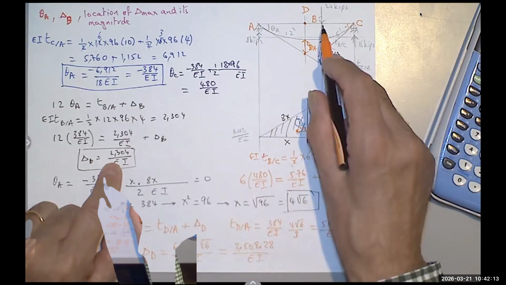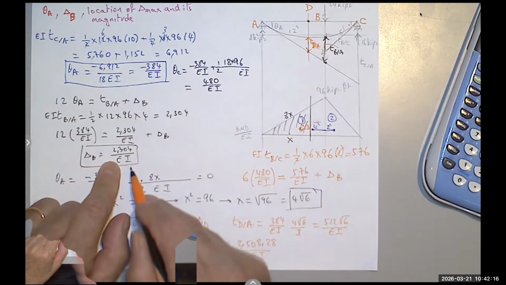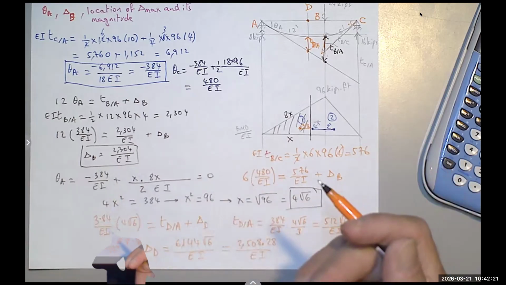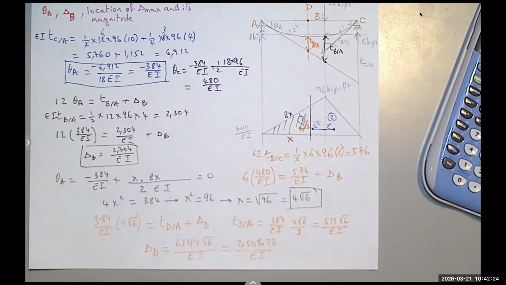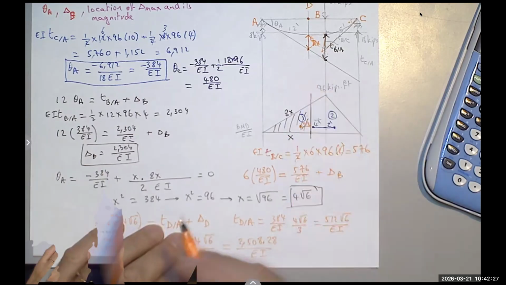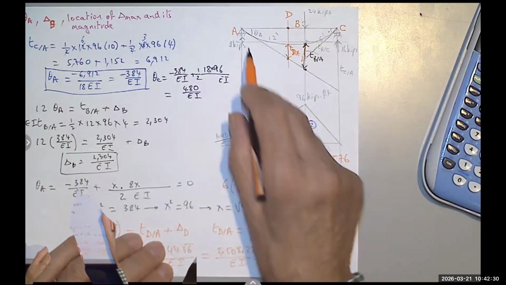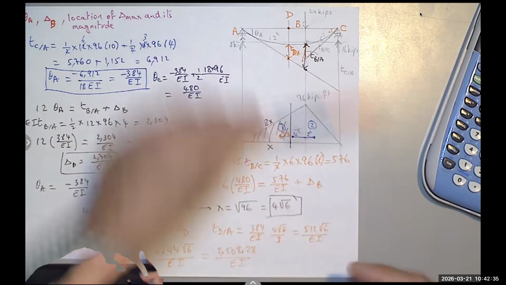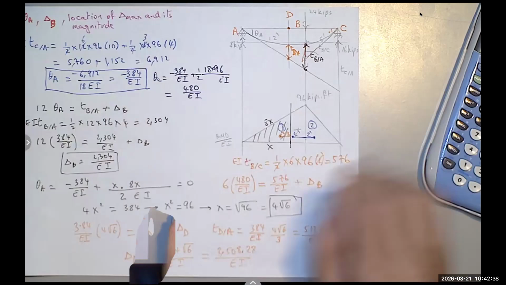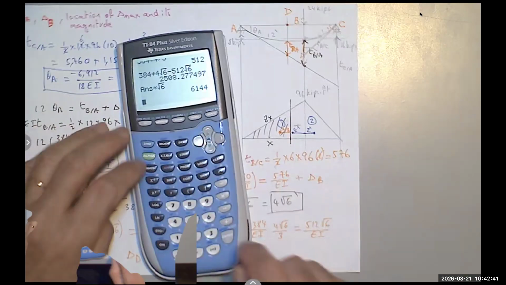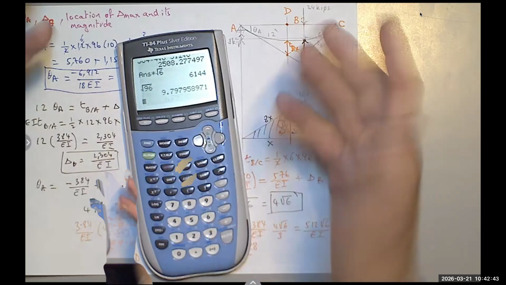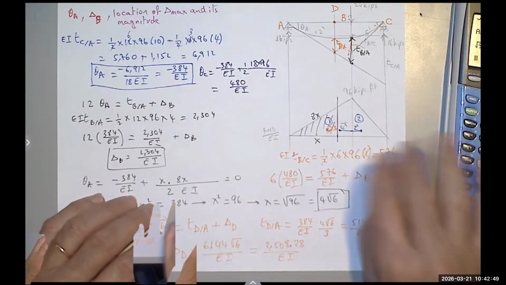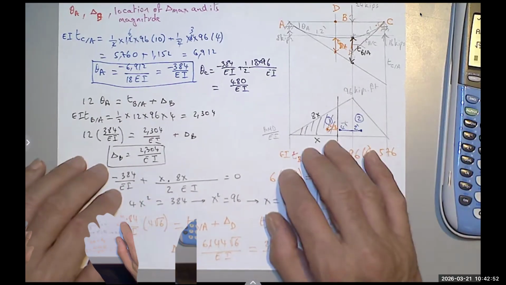Notice that the deflection at B was 2300 over EI. This is 2500. So it makes sense, right? It's not like 15,000, right? It didn't make any sense. They have to be close to each other. This is 12 feet. This is 9.6 or 7, right? What's the square root of 96? It's roughly 9.8. So 9.8 and 12, we expect the deflection not to be far off from each other, right?